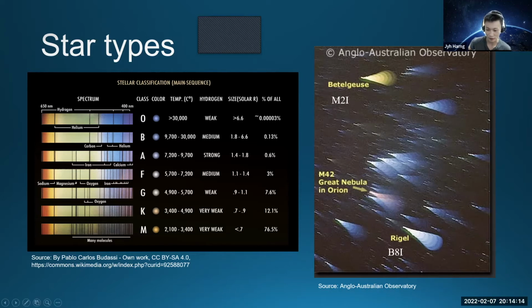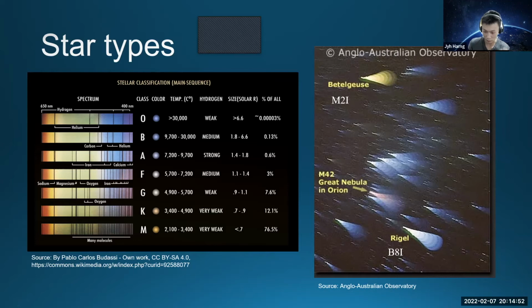On the left, I also included this chart of the different Harvard classes. You can see O to M, and the temperature range is shown as well. O is the hottest and M is the coolest. But more importantly, it's the spectral lines of the stars that determine the class. Astronomers use spectroscopes attached to telescopes to study this, and it gives a lot of very important information. Mr. Song will cover a little more about this in his presentation.